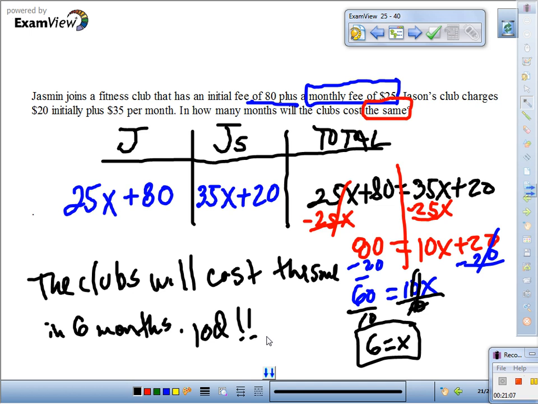Now check this out. On this one, they don't ask us how much it will be. But if I was to ask you, look up please, if I was to ask you how much it will be for both clubs at 6 months, tell your neighbor what you would need to do at that point.